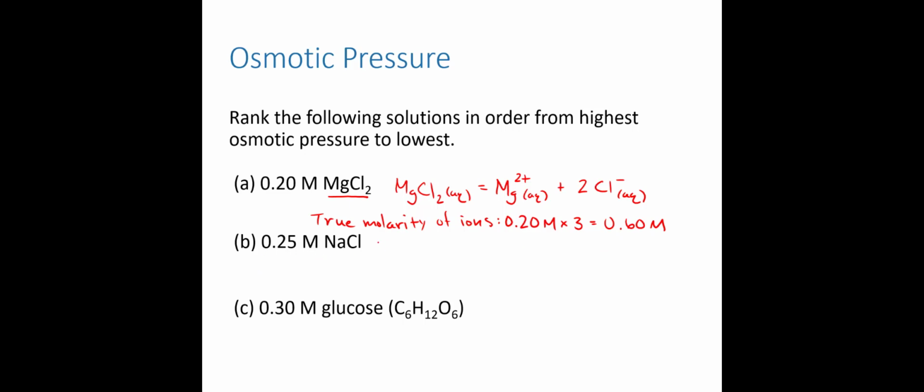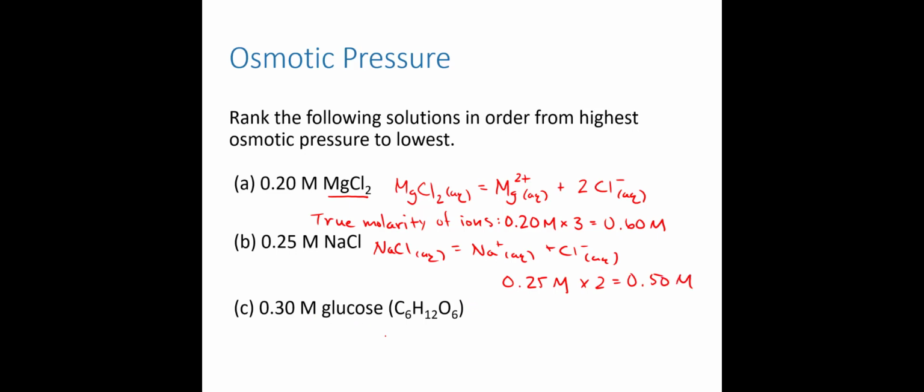Sodium chloride, on the other hand, when it dissociates, gives us 1 sodium ion and 1 chloride ion, for a total of 2 ions for every 1 mole of sodium chloride. So that means that the true molarity is going to be 0.25 molar times 2, or 0.50 molar.